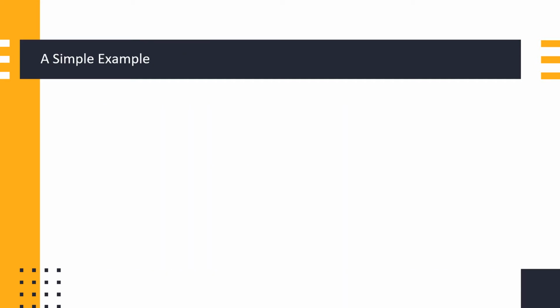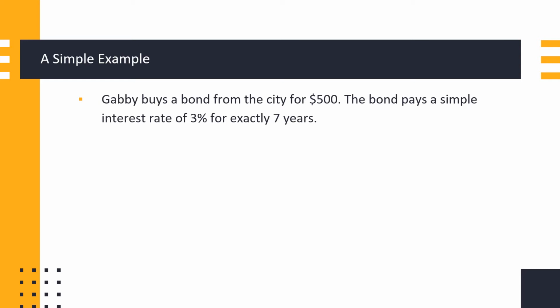So let's look at a really simple example. Gabby buys a bond from the city for $500. It pays a simple interest rate of 3% for 7 years. The way bonds work in real life is that you buy them for some set price. They pay you a simple interest rate of something for some specified amount of time, and at the end of that time period, you get your original money back. It's a way of somebody like the city getting money now so that they can pay it later, so they can fund things.